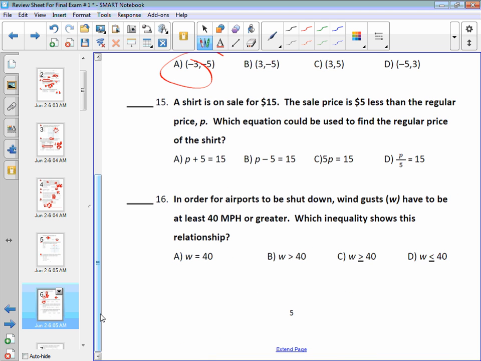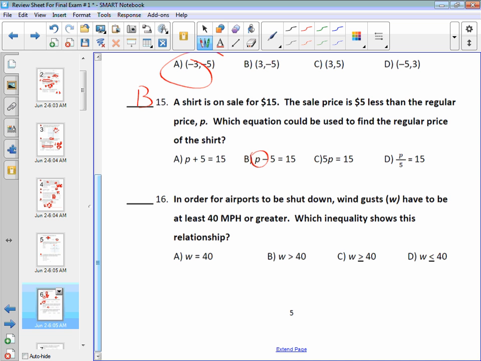16, take a survey. For 16, how many have A? How many have B? How many have C? Oh, I'm sorry, what are we up to? Oh, 15. All right, for 15, how many have A? How many have B? How many have C? How many have D? B it is. 5 less than the price of the shirt is 15. Okay? $5 less than the original price P is 15.